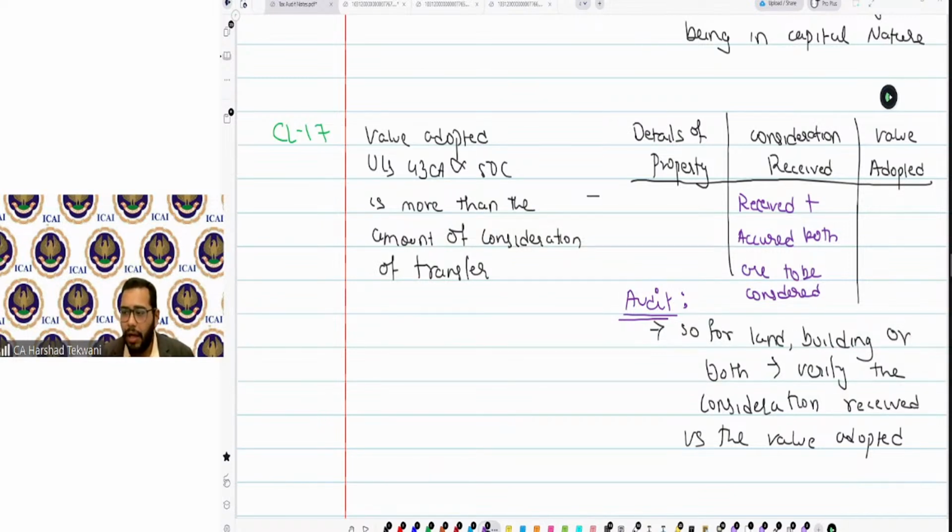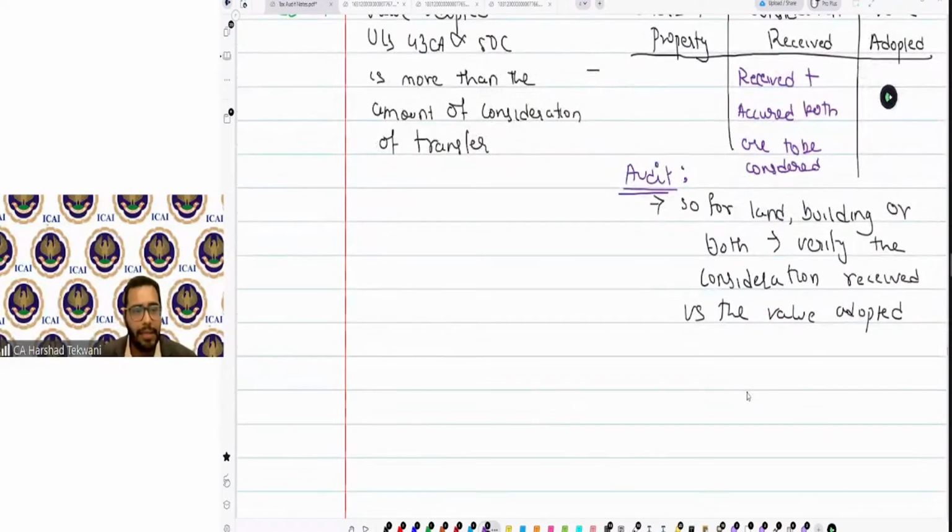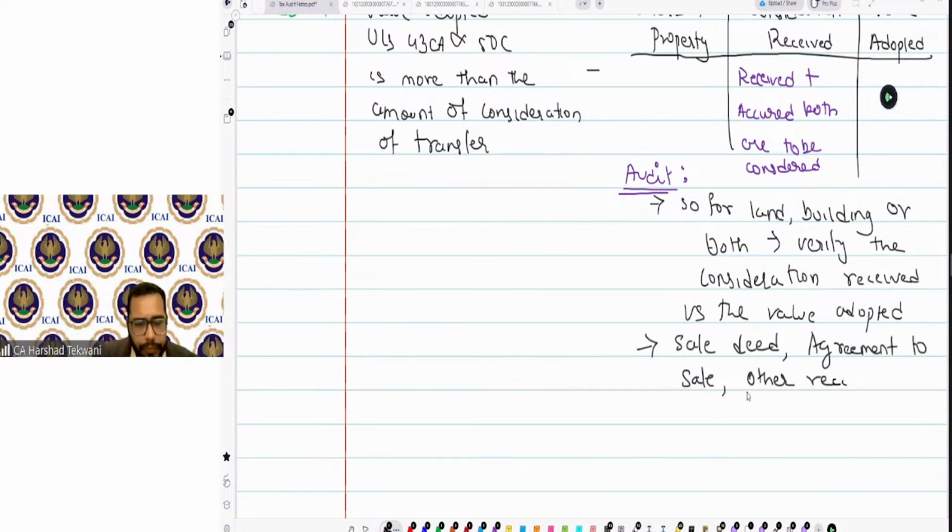Now, with respect to that, we need to obtain sale deeds to identify whether any sale has happened or not. If the sale has happened, then what was the value which was assessed by the authority of the state government. So sale deed can help you to identify that, or any agreement to sale, or any other records of similar nature. Okay.